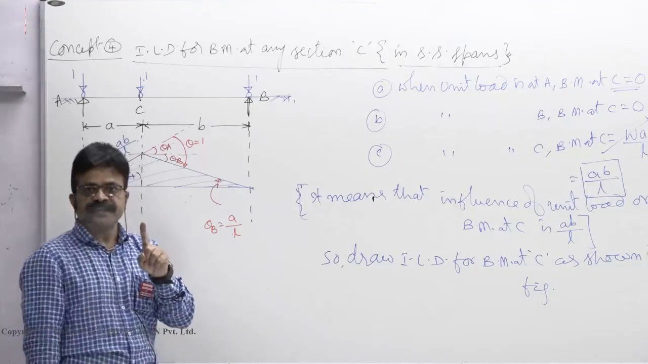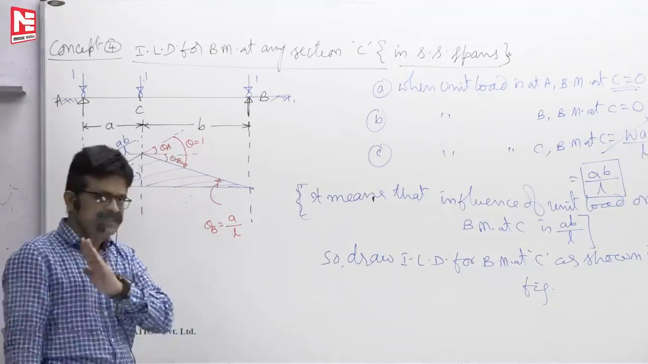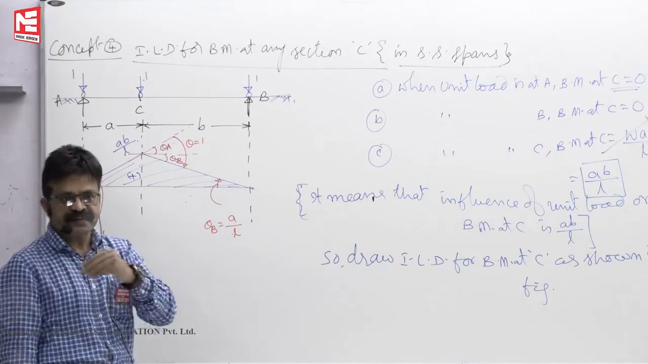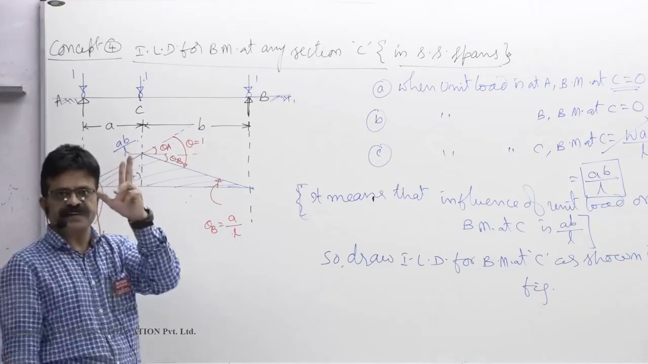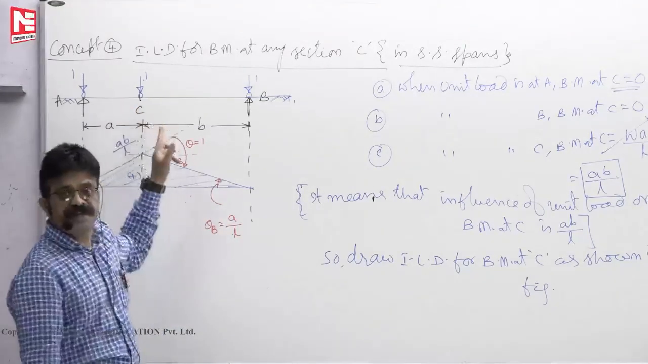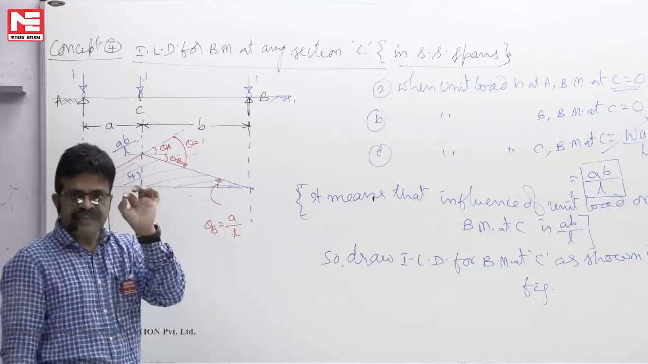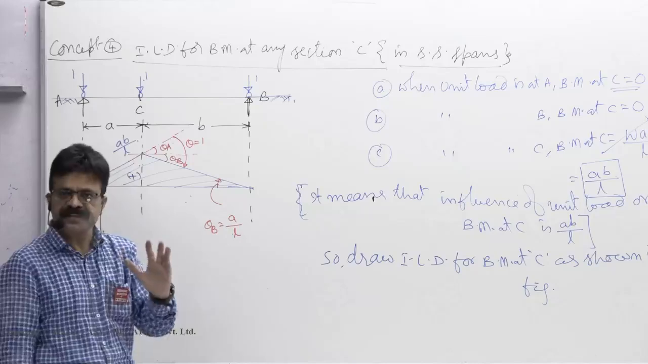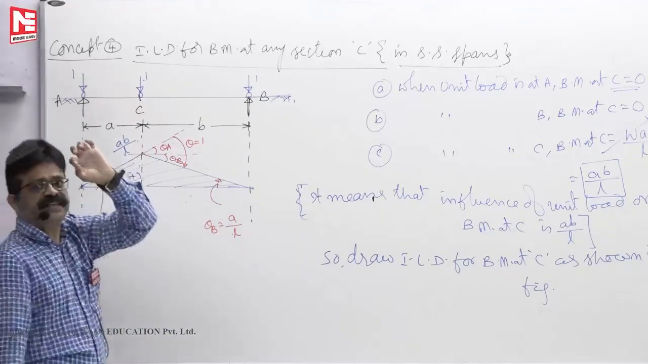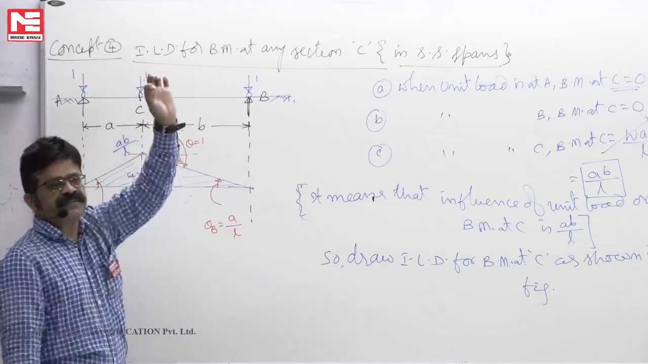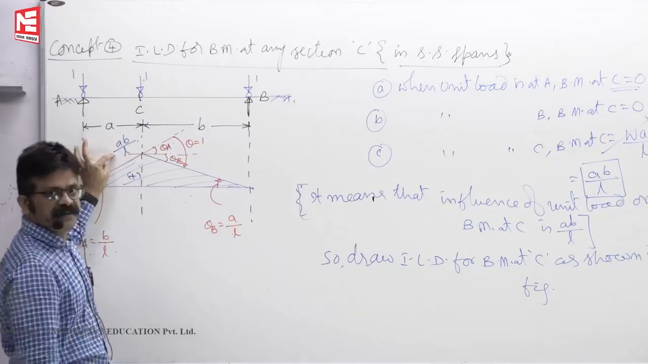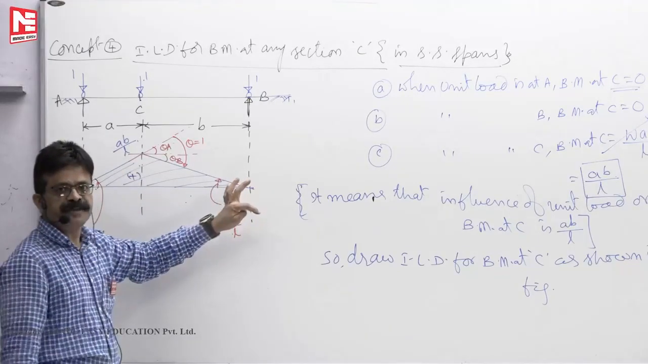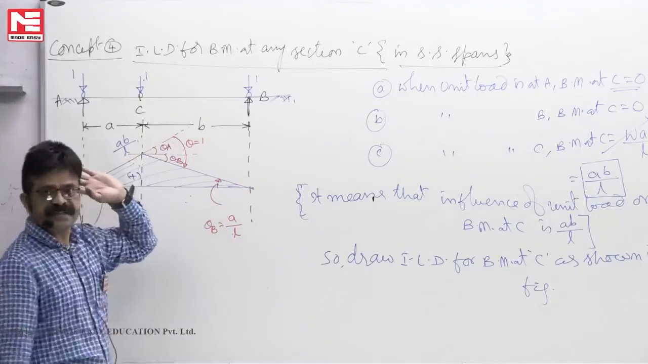If you want to draw ILD for reaction, release the reaction, means remove the reaction, lift it by 1. If you want to draw ILD for shear force at C, release the shear force. Releasing means cutting it. Then if you want to draw ILD for bending moment at C, release the moment. Releasing the moment at some point means assume a hinge there. We know bending moment is 0, our moment is 0. So assume an imaginary hinge at C and lift it by an amount of AB by L. Then automatically theta becomes 1. Then the deflected shape of the beam itself is the ILD for bending moment at C.